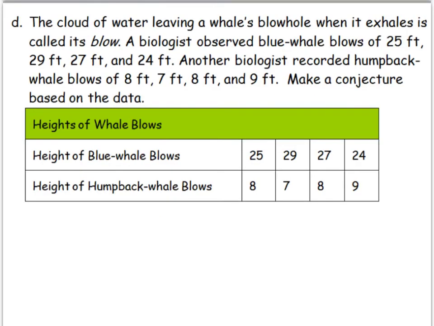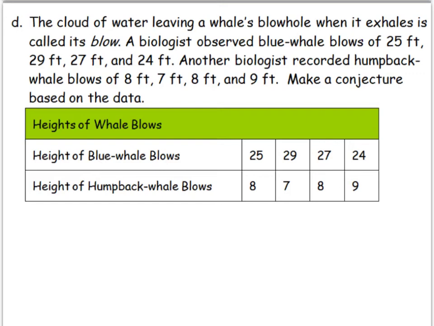So in this example, we're going to take a look at 2 different types of whales. And it says, the cloud of water leaving a whale's blowhole when it exhales is called its blow. A biologist observed blue whale blows of 25 feet, 29 feet, 27 feet, and 24 feet. Another biologist recorded humpback whale blows of 8 feet, 7 feet, 8 feet, and 9 feet.